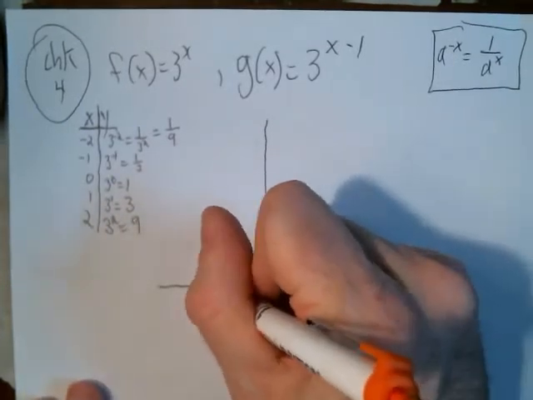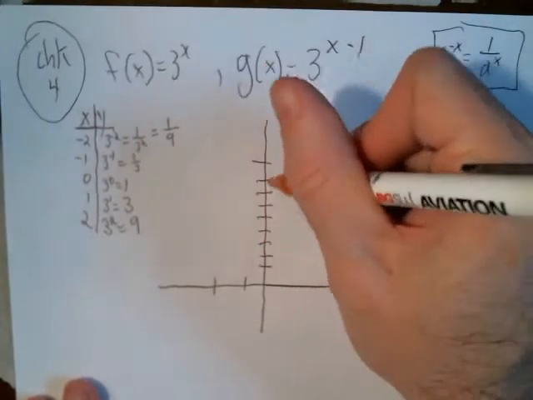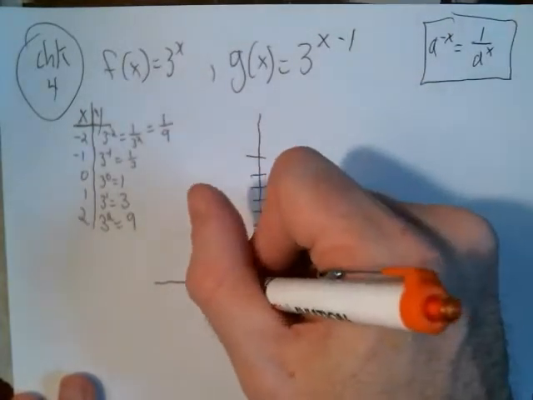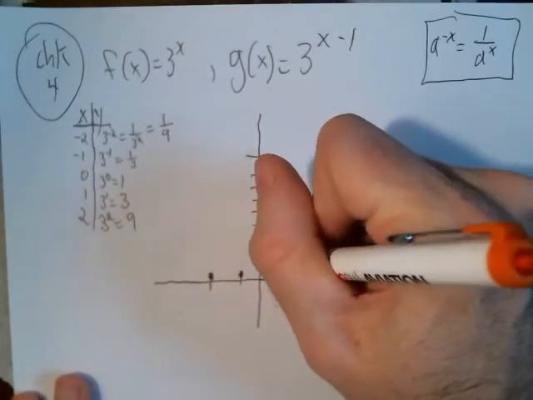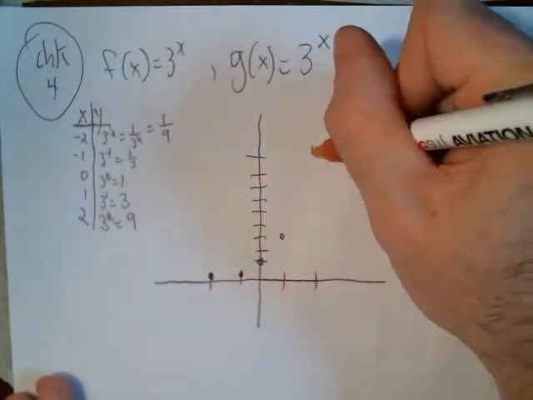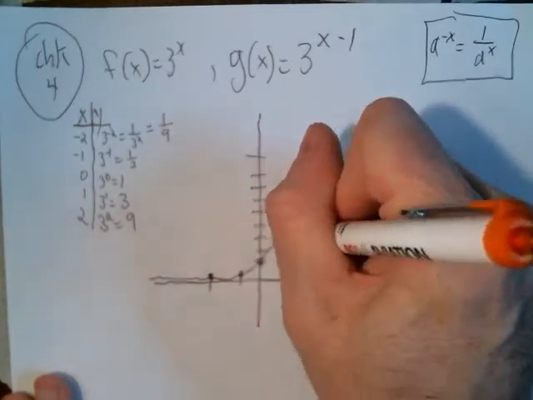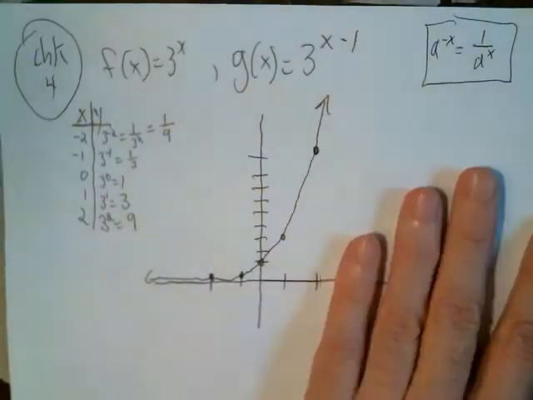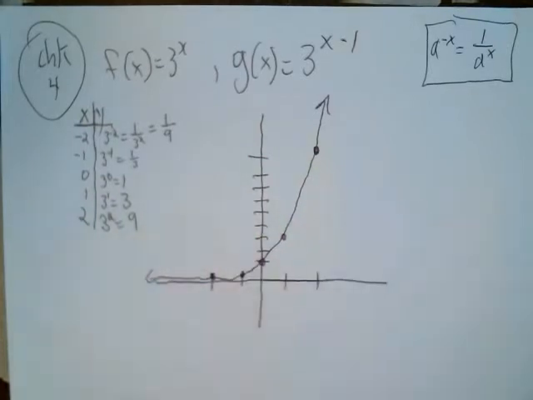So I have -2 and then 1/9. -1, 1/3. 0, 1. 1, 3. 2, 9. Okay, so that's sort of our fundamental picture. And then we want to use translations to get to our new graph. Okay, so I'm not doing a separate table now. I'm just using the translations on these points.